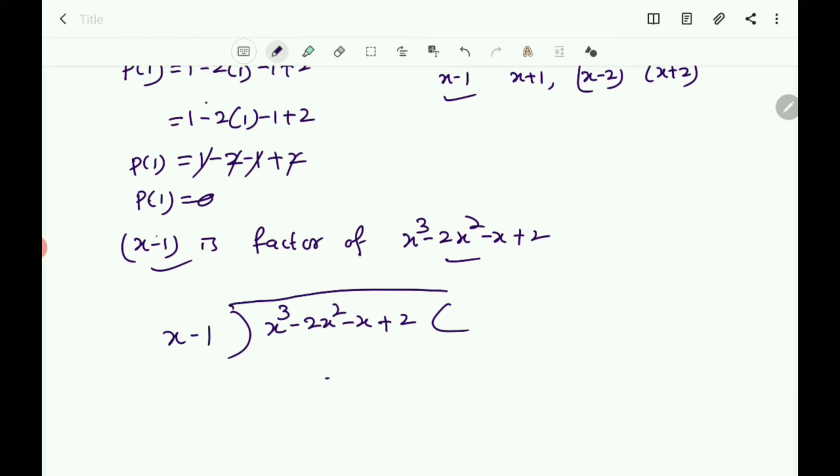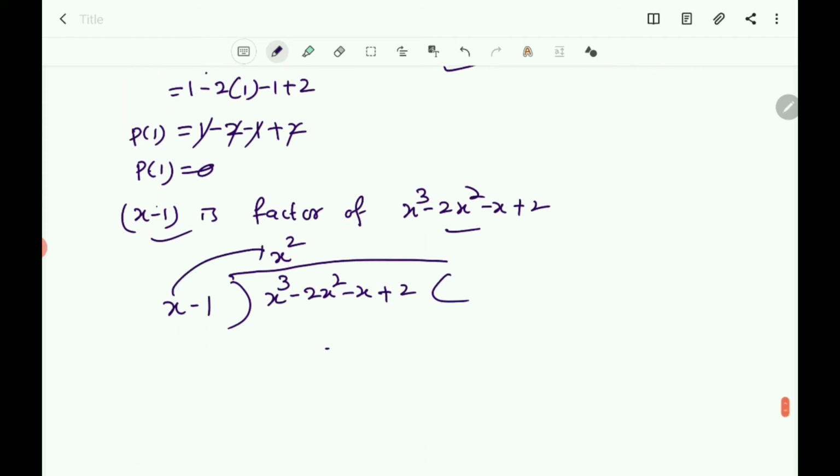Now to divide it, see the first term of this and the first term of this. Here it is x, here it is x cube. So you must multiply x minus 1 by x square. So x into x square you will get x cube. Then minus 1 into x square you will get minus x square. To subtract, we change the sign, and x cube minus x cube cancels here. Minus x square becomes plus x square here.